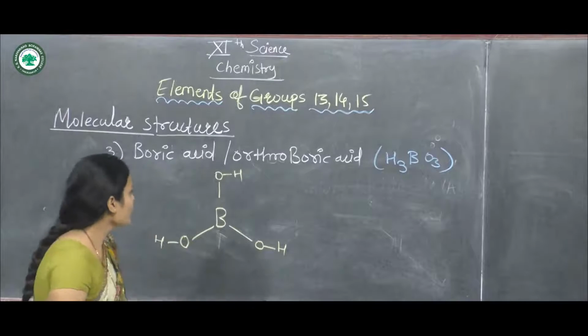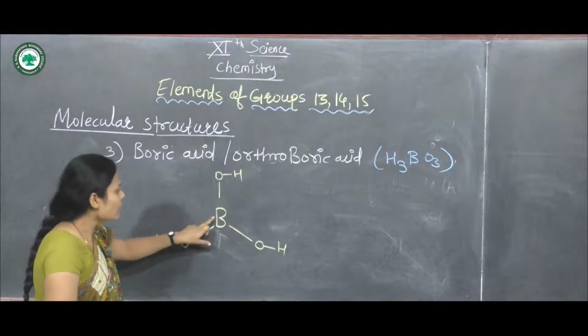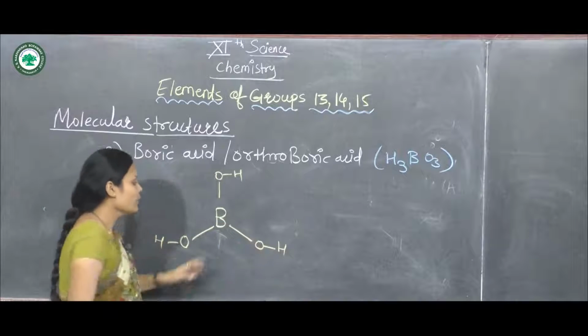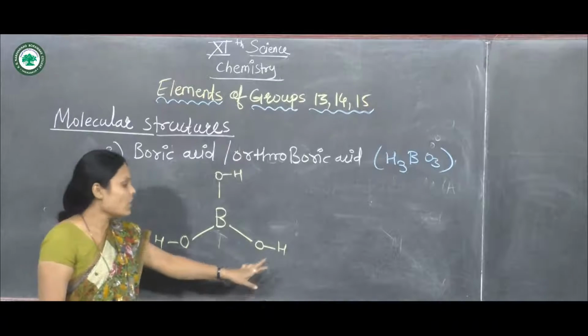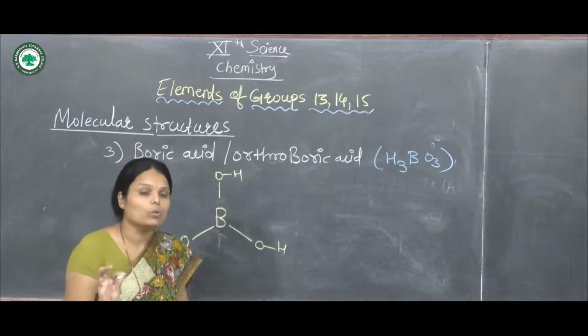In boric acid, the hydrogens are attached to the oxygens, and those oxygens are attached to the boron. Covalent bonds are formed, the boron-oxygen bonds. Then the oxygen and hydrogen are also joined to each other by bonds.